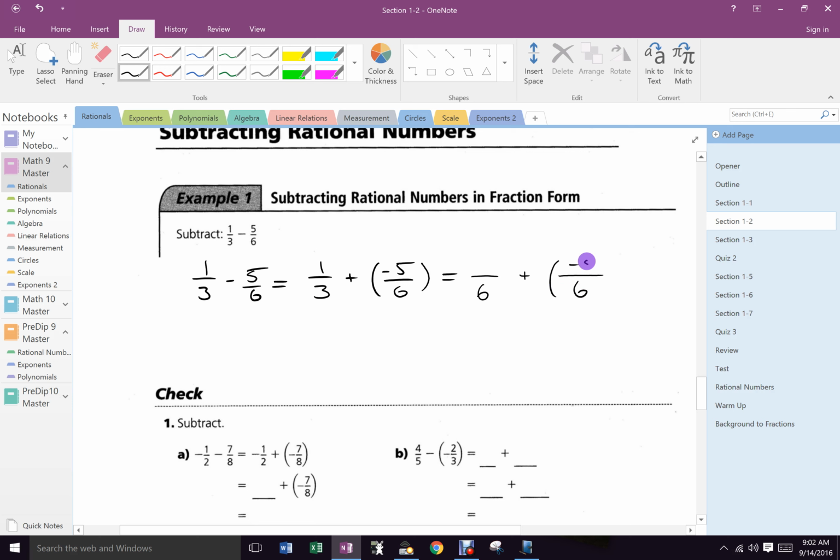I didn't change the 6, so I don't change the 5. But what did I do to 3? Times 2, so what do I do to the 1? And I get 2 over 6. What's 2 plus negative 5? Negative 3 over 6. Can I stop there? I have the right answer, don't I? Can I make it better? How? Simplify. How? This can change to divided by 3 to get negative 1, divided by 3 to get 2, to get my final answer. Everybody good?